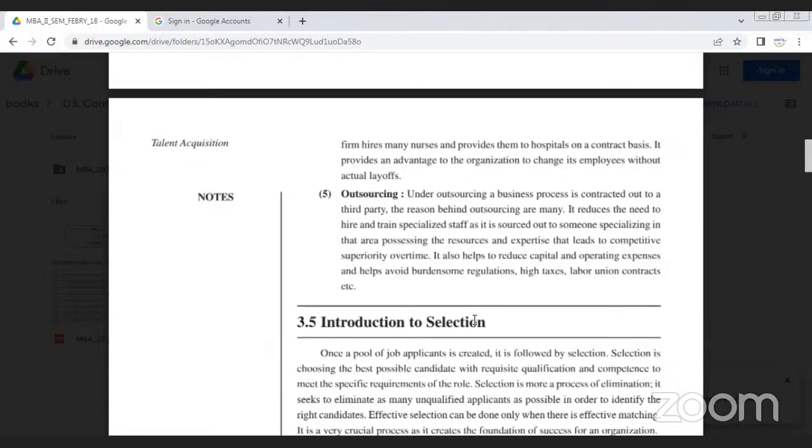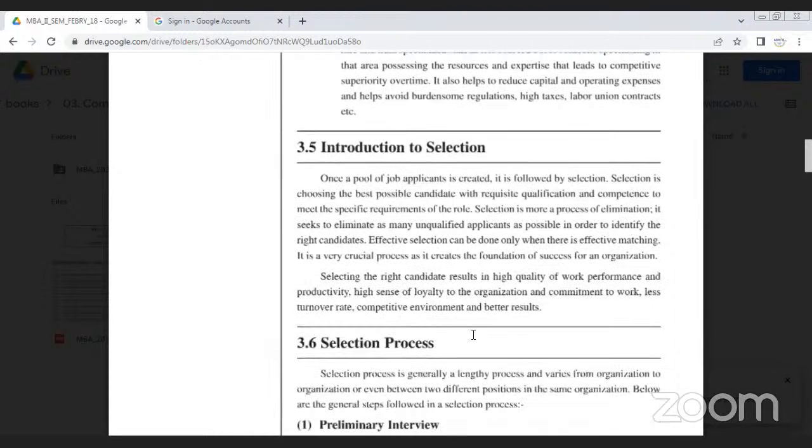Fifth, outsourcing. Under outsourcing, a business process is contracted out to a third party. The reasons behind outsourcing are many. It removes the need to hire and train specialized staff, as the work is sourced out to someone specialized in that area, providing the resources and expertise that lead to comparative superiority over time. It also helps to reduce capital and operating expenses. But some regulations, high tax, and labor union contract systems can be drawbacks.